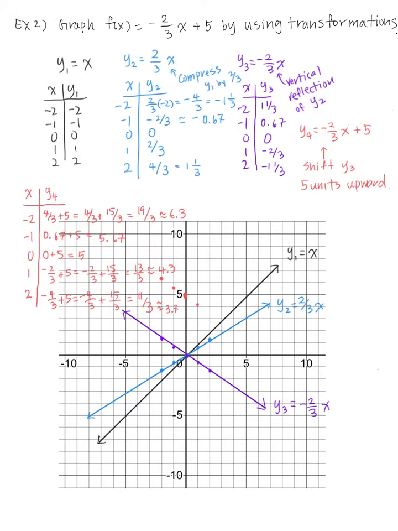So let's plot that. So let me go with when x is 2, 3.7-ish. So here is our dot. Now connect those dots, and that is going to be our final graph. There you have it. So this is our final graph, which is y4. I'm just going to call that f of x is -2/3 x and then plus 5.